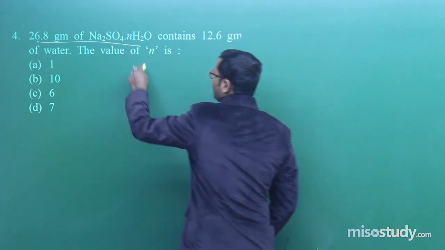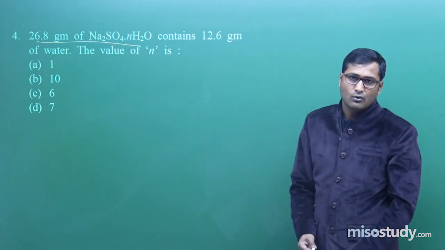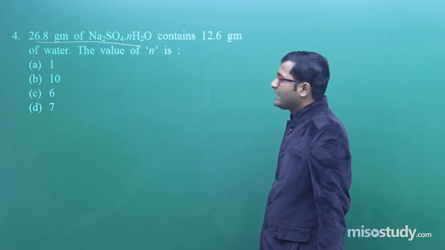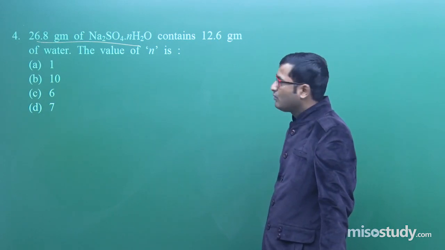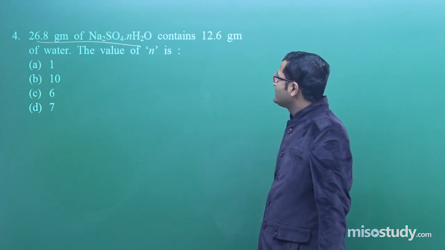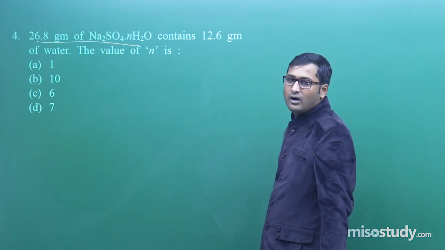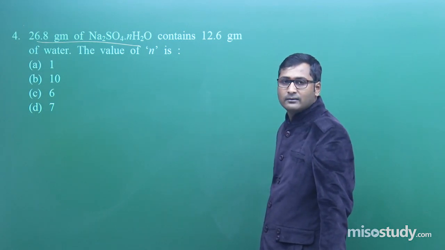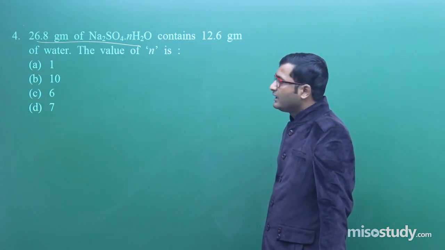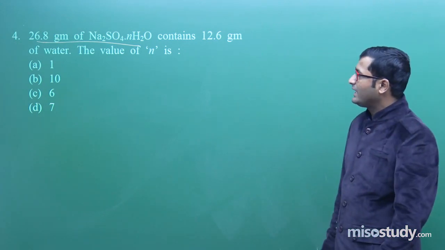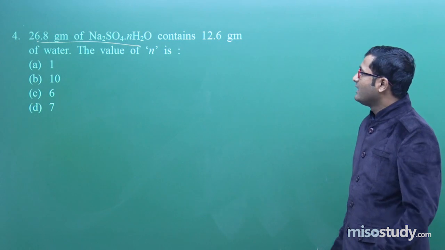26.8 gram of Na2SO4 into NH2O contains 12.6 gram of water. Then what is the value of N? Clear notification here, 26.8 gram of Na2SO4 into NH2O contains 12.6 gram of water.